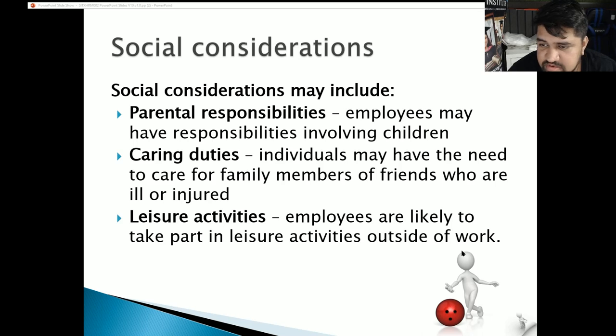Leisure activities. Employees may have hobbies or things that they like to do outside of work. So this might restrict when you can roster them, and as well if they do other jobs. Some people might only be working with you part-time and work on a hobby or have a main job that they love and focus on.